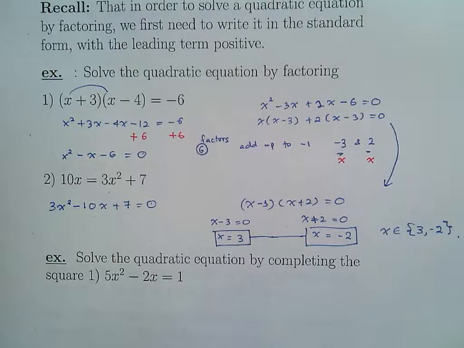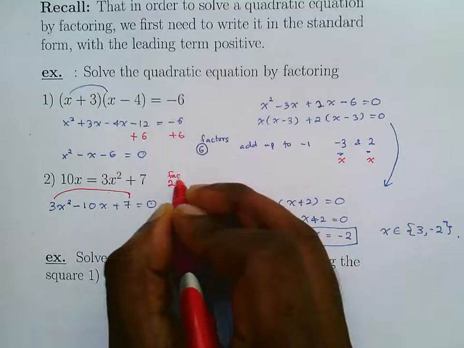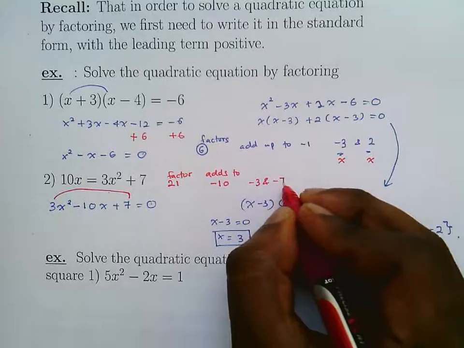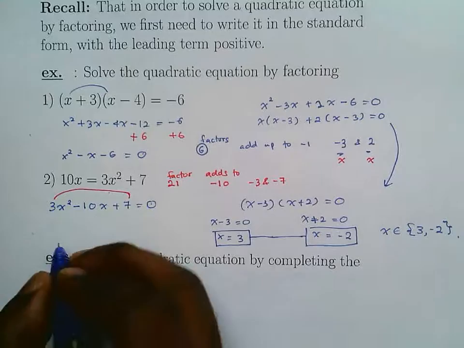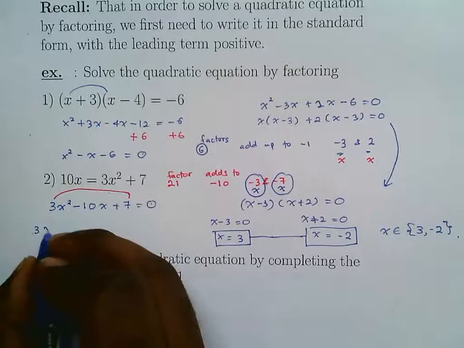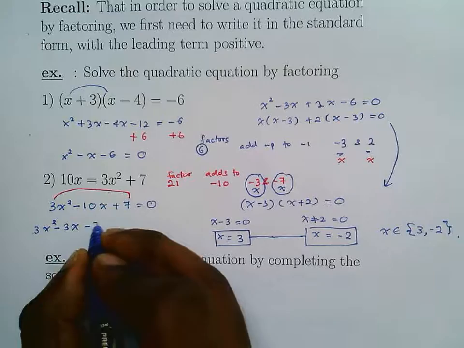And you're looking for factors of 21 so that it adds up to negative 10. And that would be negative 3 and negative 7. Negative 3 times negative 7 is 21. Okay, so let's do the factoring. So you would split negative 10x to negative 3x and negative 7x.